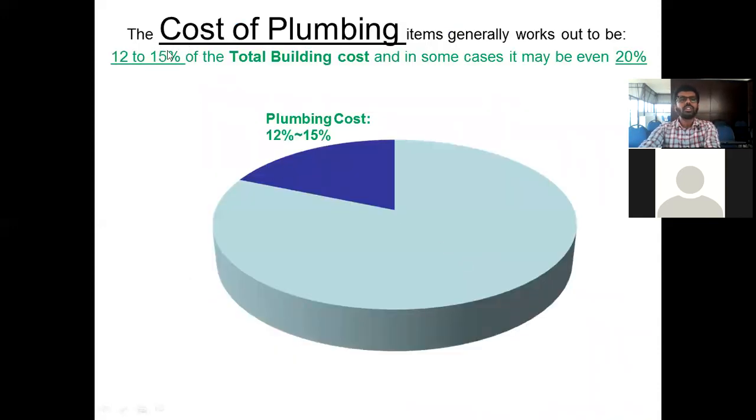Here it says that the cost of plumbing items generally works out to be 12 to 15% of the total building cost, and in some cases it may be even up to 20%. So we are trying to construct a building and in different areas, 12 to 15% of the cost is coming from plumbing only. It can even go to 20%. So that much cost you have to invest in the plumbing.